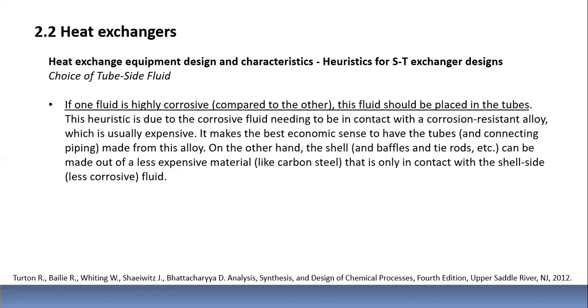If a fluid is highly corrosive, this fluid should be placed in the tubes. This heuristic is due to the corrosive fluid needing to be in contact with a corrosion-resistant alloy, which is usually expensive. It makes the best economic sense to have the tubes and connecting piping made from this alloy. On the other hand, the shell and baffles and tie rods can be made out of less expensive material like carbon steel that is only in contact with the shell side, less corrosive fluid.